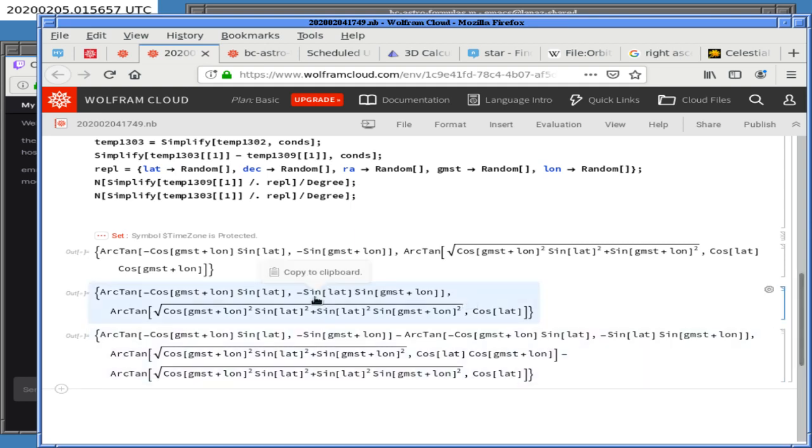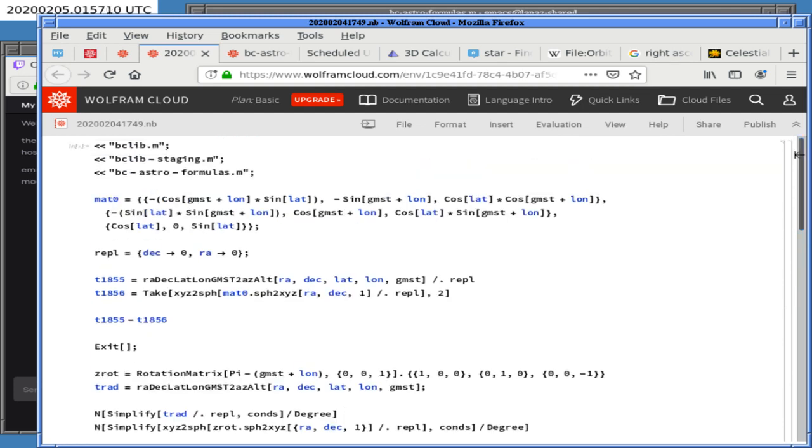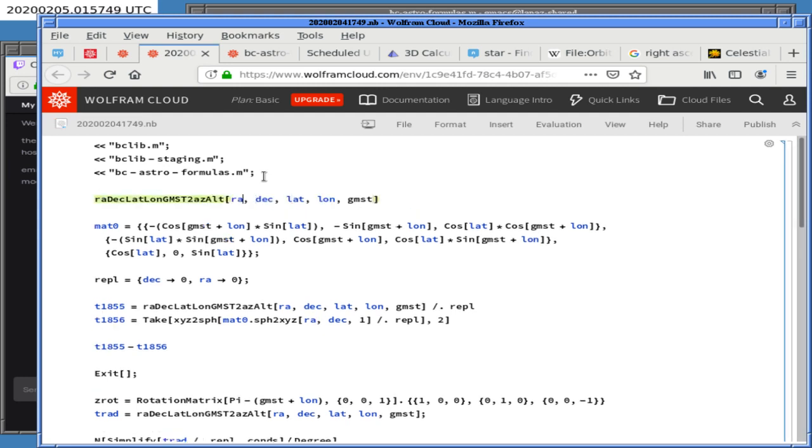See, what bugs me here is we have a sine lat that we don't have here. Well, did I get my row 1 and row 3 mixed up or something? Okay. This is going terribly badly. Okay, so we'll just do this with 0, 0 latlon GMST. And then we will do a... We did this, though. This is ridiculous.